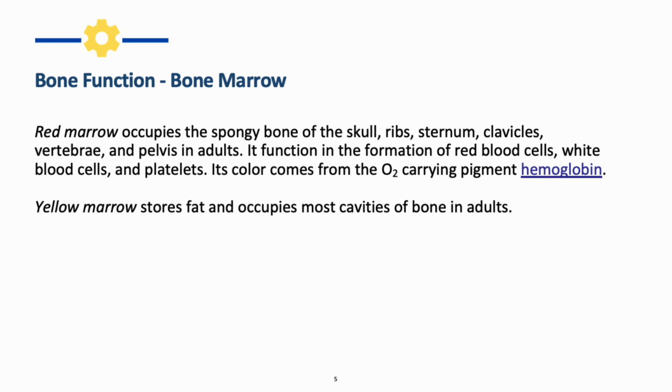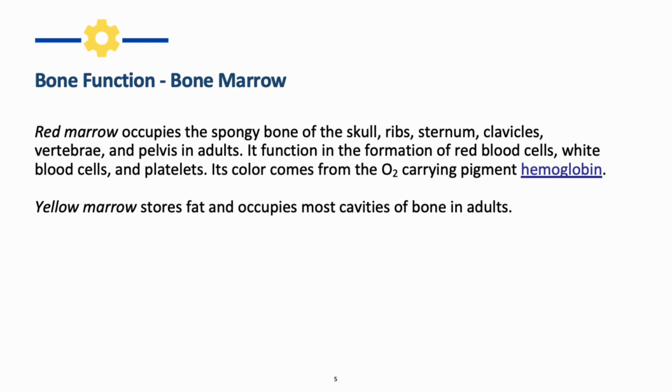In addition to functioning as levers for human movement, bone plays another important role in that it houses bone marrow. Bone marrow is going to be important because it allows for the storage of fats and the production of some blood cells. Bone marrow comes in two different types, and they're named based loosely upon their color.